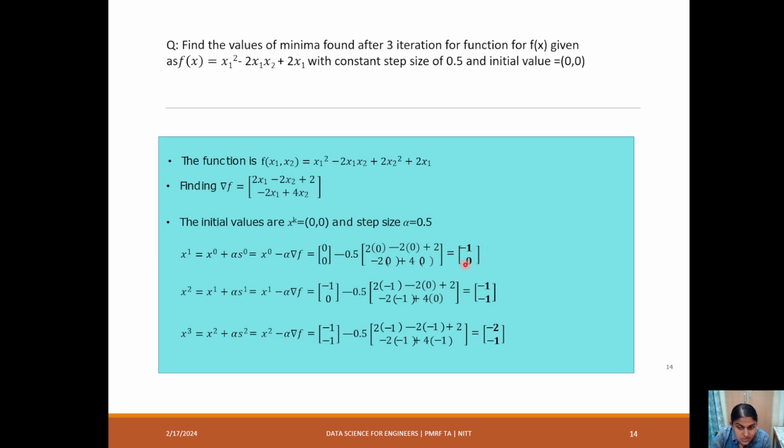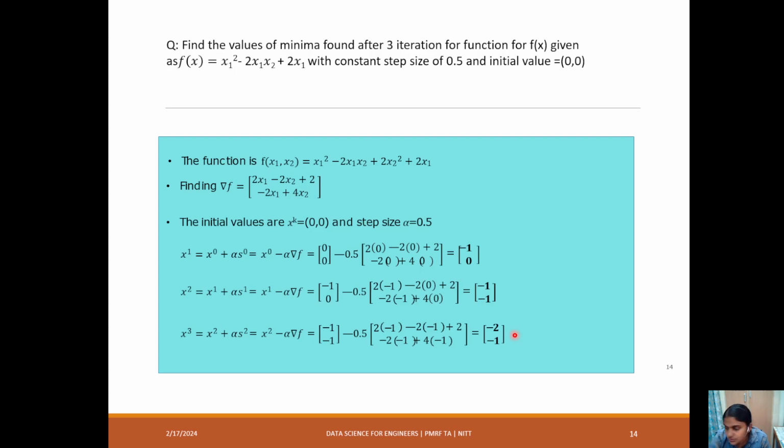Then we will find the next value. At the next iteration we will take this first point, which is minus 1 0, and put it here. Also in the gradient we will put those values, and we will get the second value. Then the third iteration is x2 plus alpha s2, that means x2 minus alpha into del f. It will give you the answer. So 3 iterations are shown here, and we get the final answer after 3 iterations as minus 2 minus 1. So those are the values of minima.